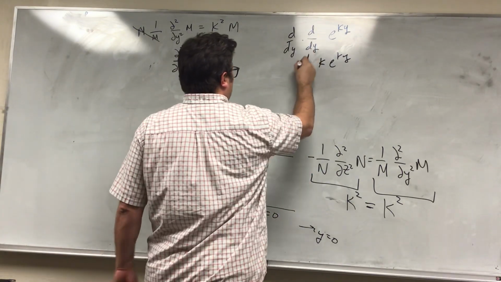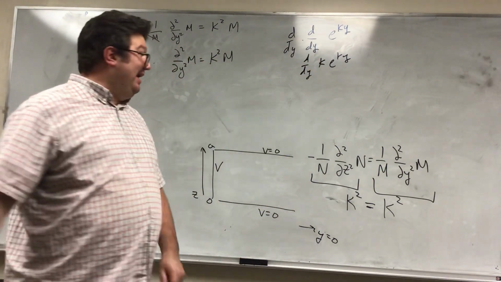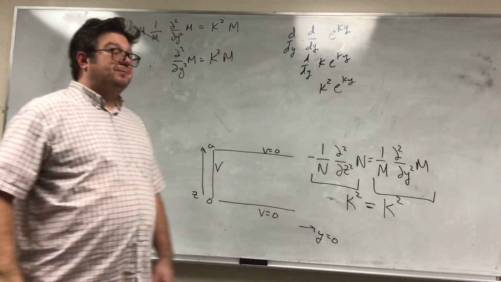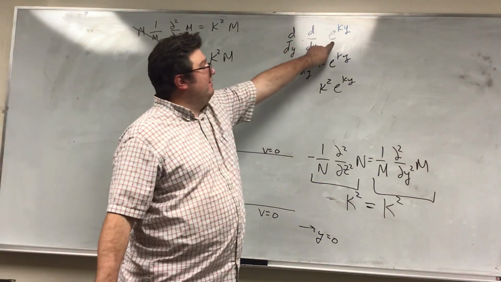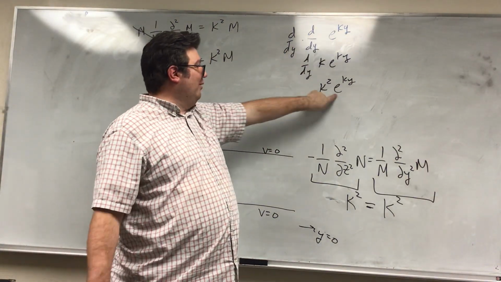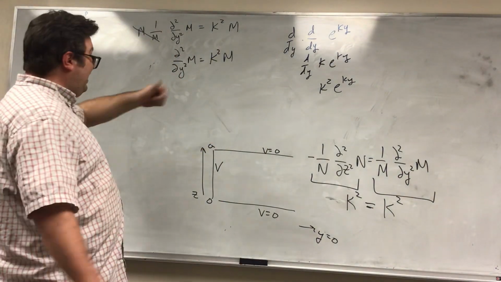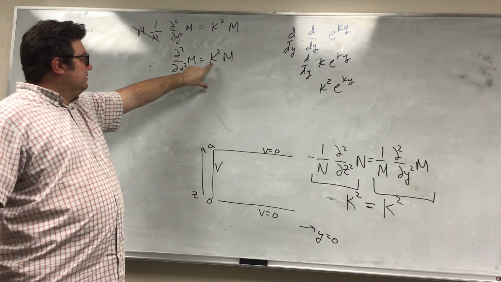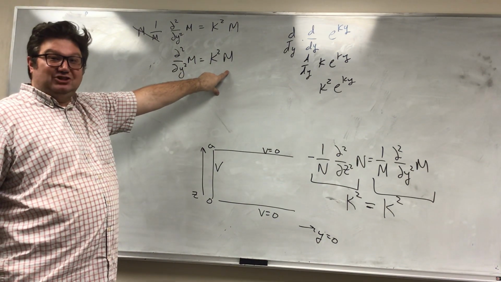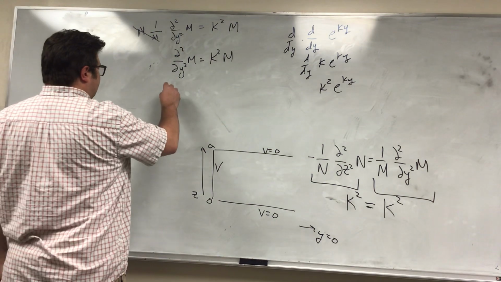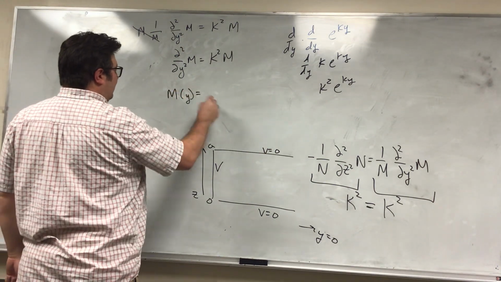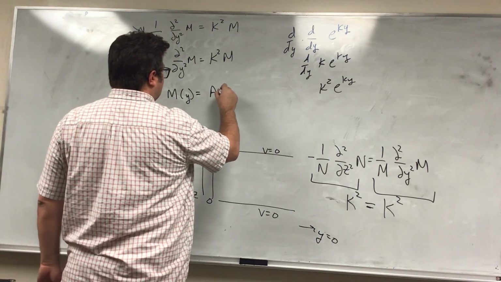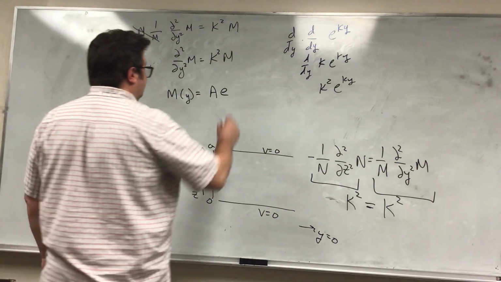Well, I take the first derivative, and then I take another derivative. Wait a minute, if I take the second derivative of this function, it gives me back k squared times that function. Isn't that exactly what I got here? I'm taking the second derivative of m equals k squared times the function. So m of y is going to be equal to a, some constant I don't know yet, e to the ky.